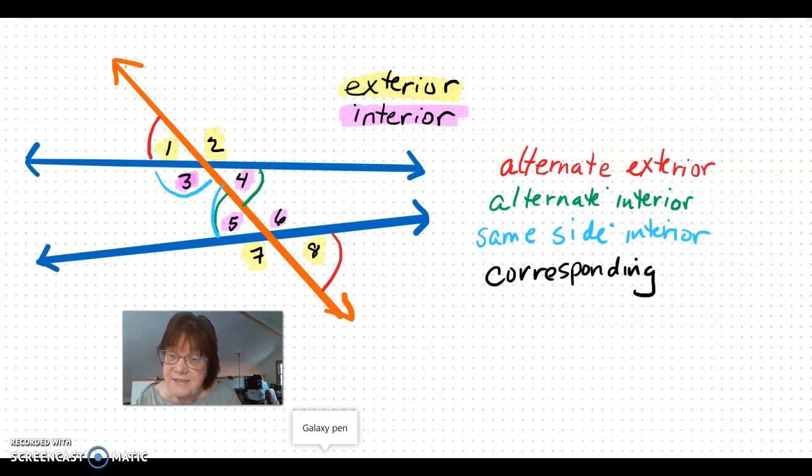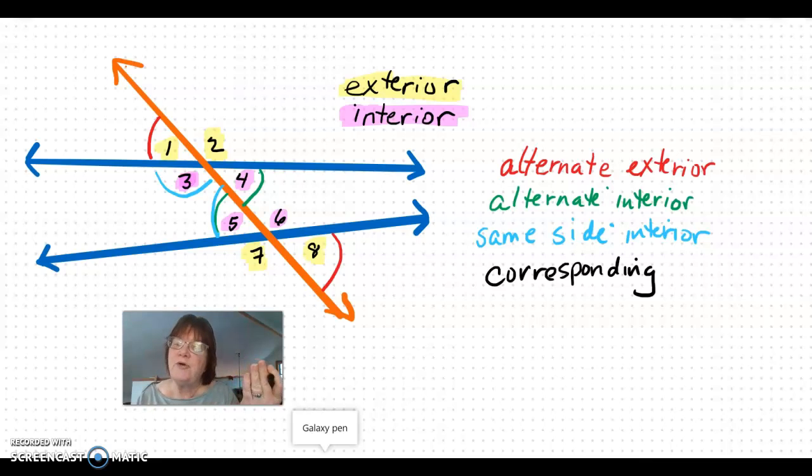Last but not least is corresponding angles. The word corresponding in math as well as in English means in a similar position. So if you look at these angles, they're basically in two groups of 4, right? There's the group of 4 where the transversal crosses the top line, and there's the group of 4 where the transversal crosses the bottom line.